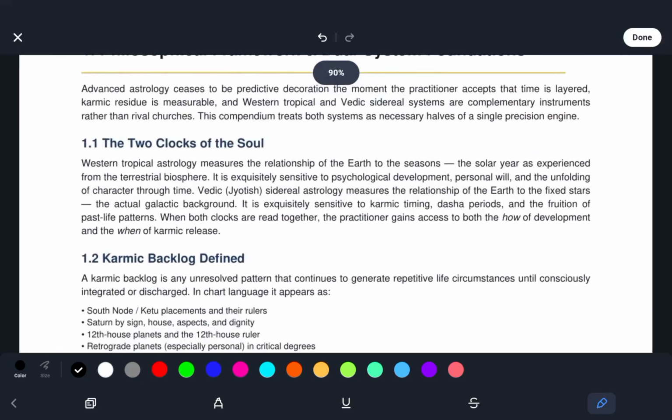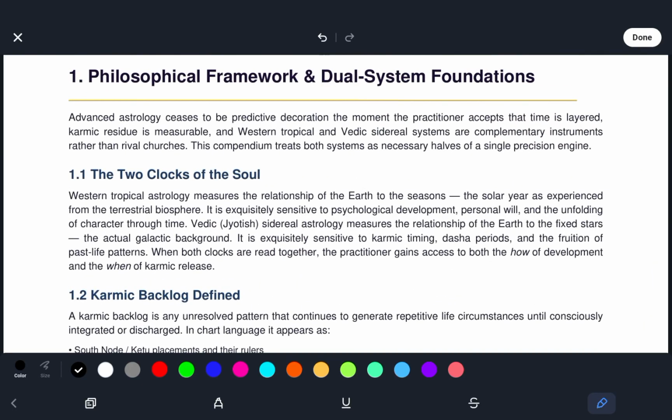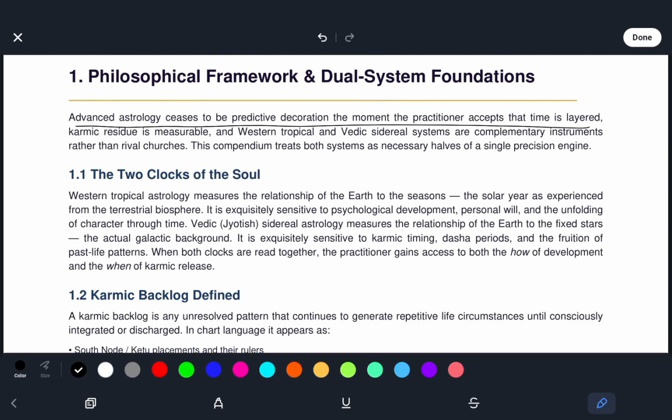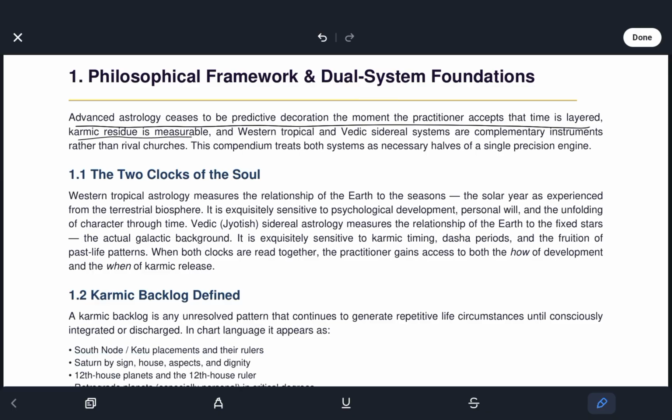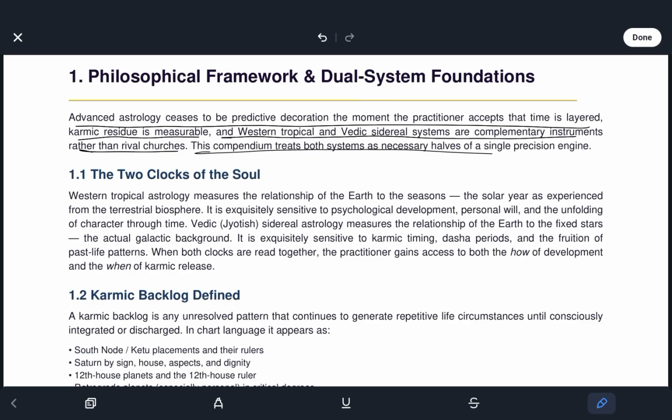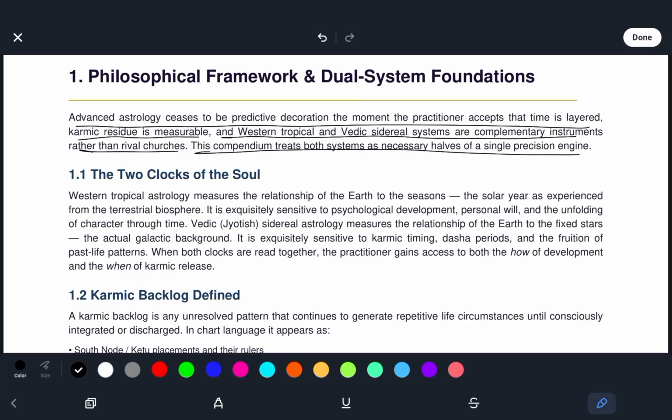So beginning with the philosophical framework and dual system foundations: advanced astrology ceases to be predictive decoration the moment the practitioner accepts that time is layered. Karmic residue is measurable, and Western tropical and Vedic sidereal systems are complementary instruments rather than rival churches. This compendium treats both systems as necessary halves of a single precision engine.